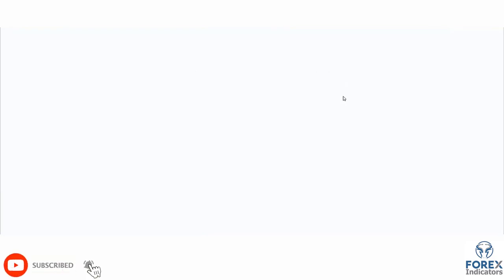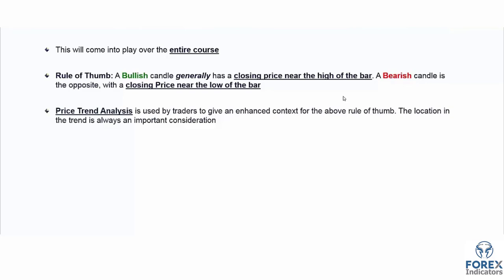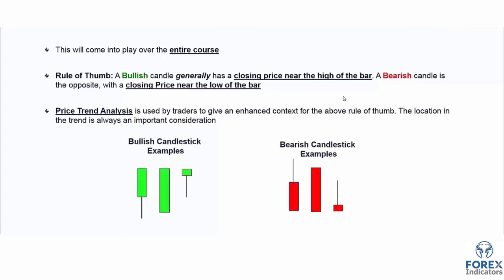Using that, there are actual candlestick patterns that you can use, and we use this throughout the course. Generally, as a rule of thumb, a bullish candle has a closing price near the high of the bar. A bearish candle is the opposite, with a closing price near the low of the bar. Price trend analysis is used by traders to give an enhanced context for the above rule of thumb. The location in the trend is always an important consideration.